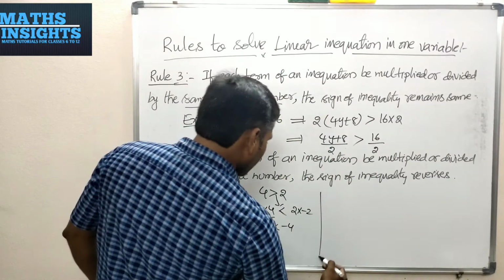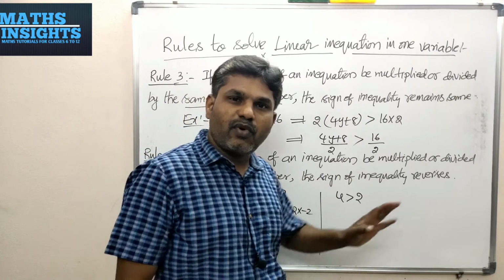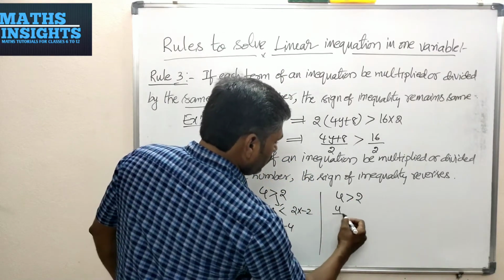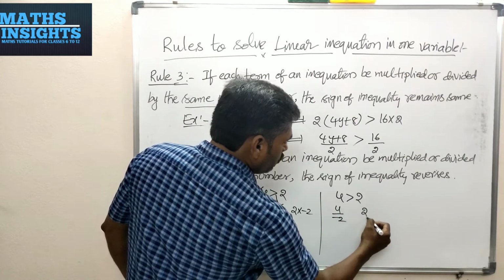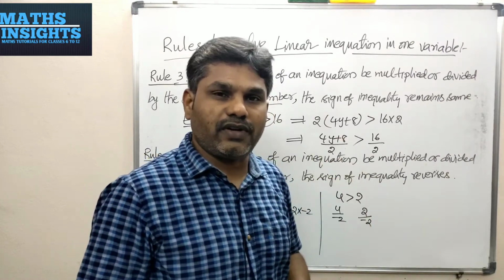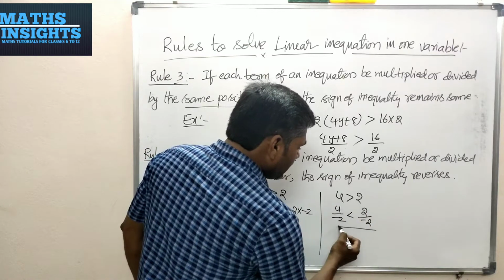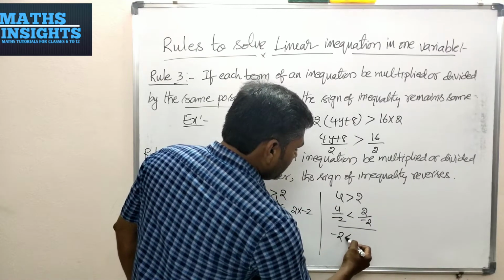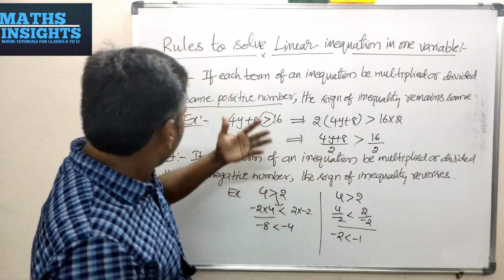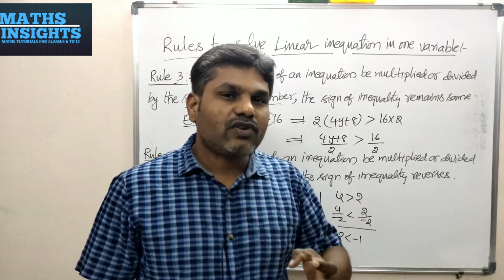Similarly, 4 is greater than 2. You know very well. If you divide both sides of the inequality by a negative number, 4 by minus 2, 2 by minus 2, here also, since you are dividing with minus 2, which is a negative number, the sign of inequality will change. This greater than will become less than. That means minus 2 less than minus 1. In this way, you can use these rules, which are very useful in solving inequations.